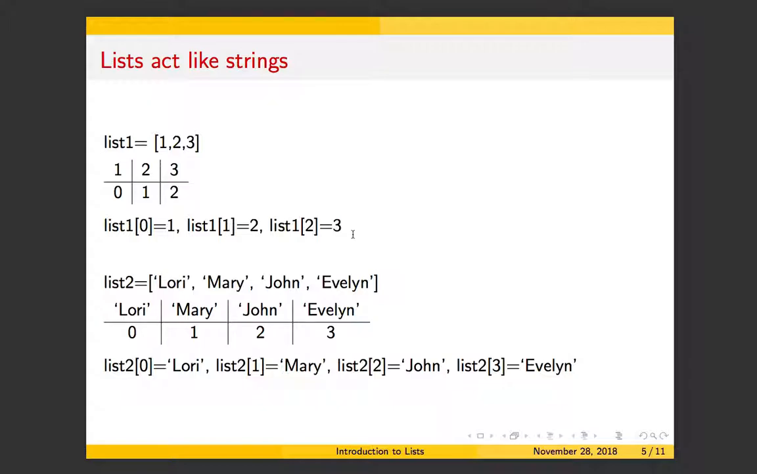With strings, if you wanted to access an individual character inside of the string, you use this exact same square brace notation with the position inside of it. So similarly, with list 2, there are 4 entries: Lori, Mary, John, Evelyn. Lori is in position 0, Mary in position 1, John in position 2, Evelyn in position 3. So, for example, list 2 square brace 1 is the entry at position 1, which is Mary. List 2 at position 3 is the string Evelyn.